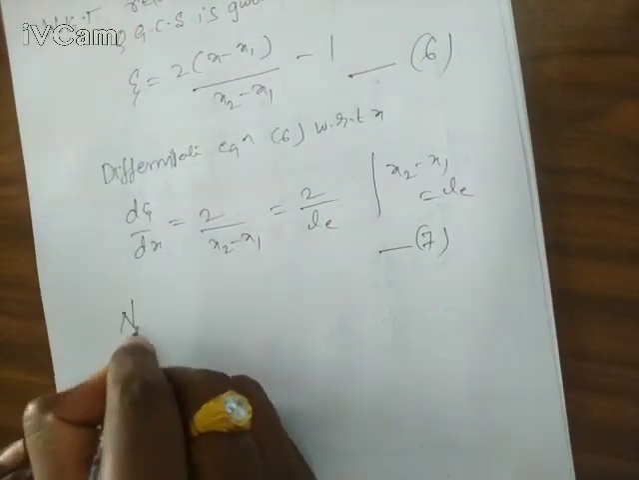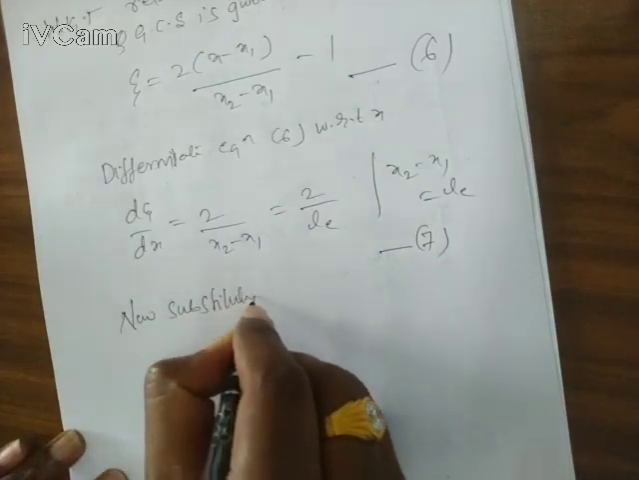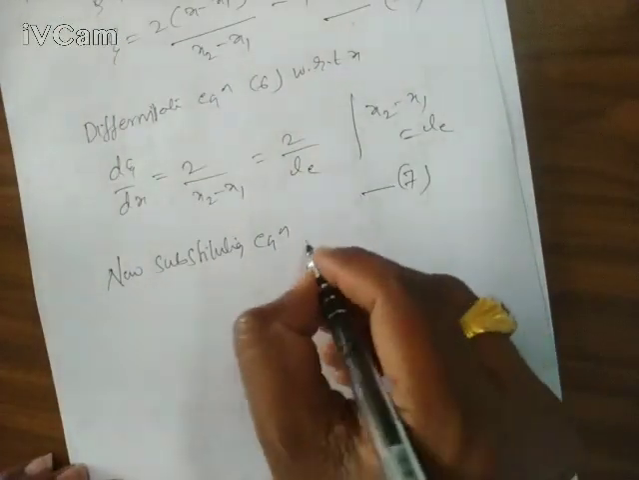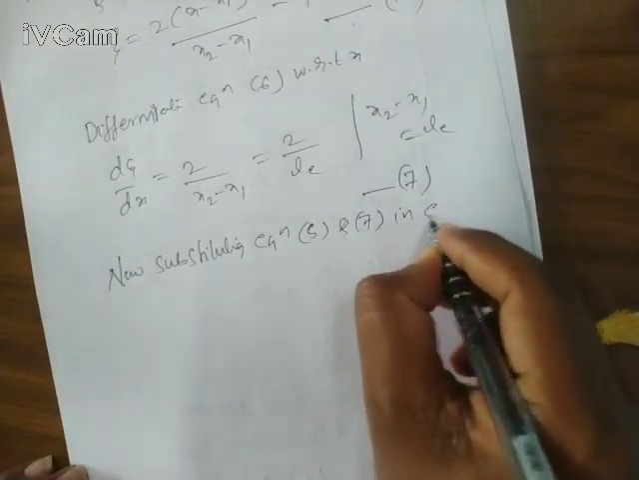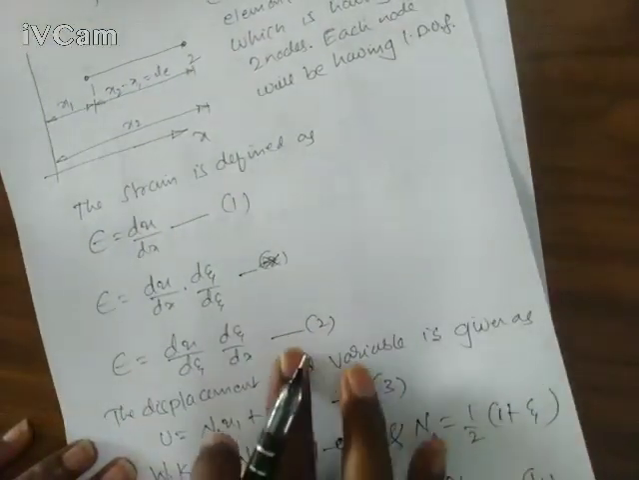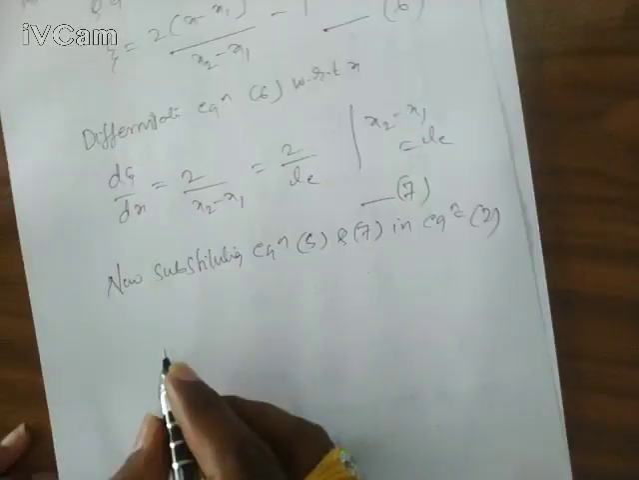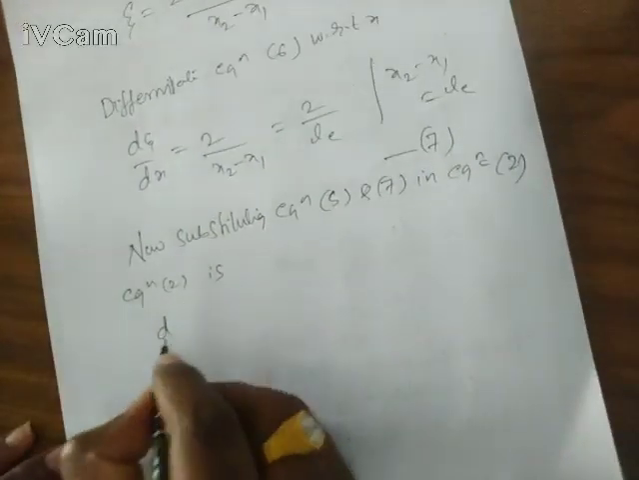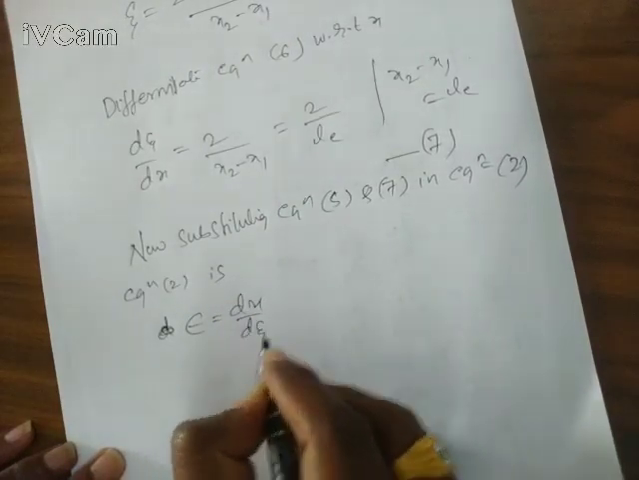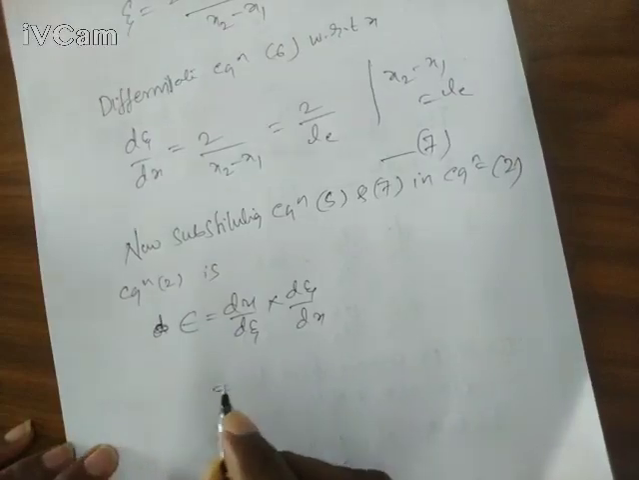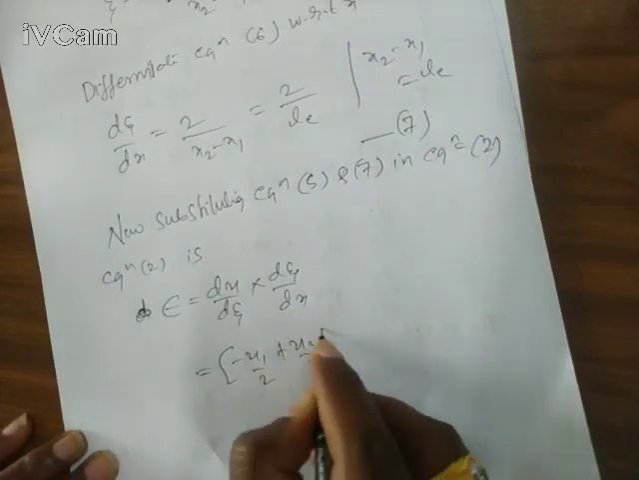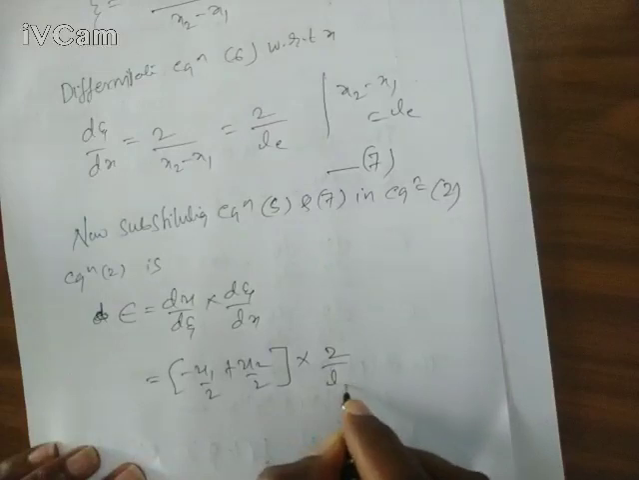Now substituting equations 5 and 7, du by d zeta and d zeta by dx, in equation 2. What is equation 2? Strain is equal to du by d zeta into d zeta by dx. Du by d zeta is minus u1 by 2 plus u2 by 2, into d zeta by dx, which is 2 divided by Le. Am I right?